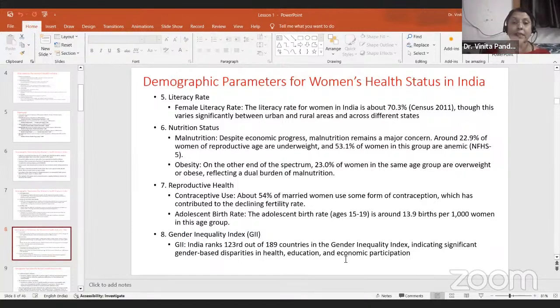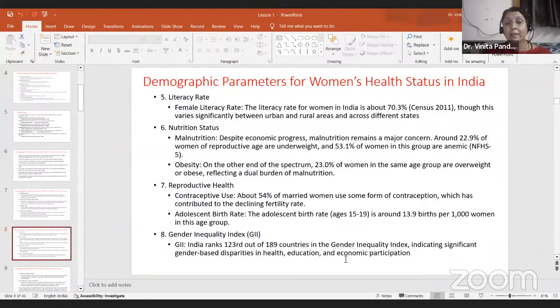Now, reproductive health, I just mentioned in the initial slides, and then gender inequality index. Now, if gender inequality is more intense in any country or in any society, it will have its impact on healthcare, on education, and also on economic participation of women in upholding the economic resources.